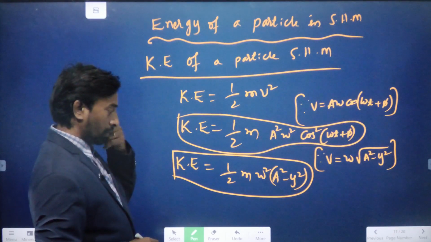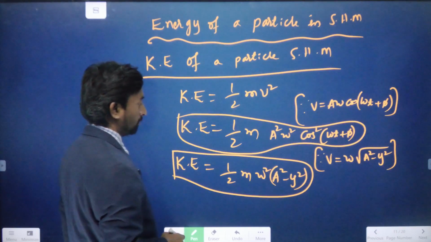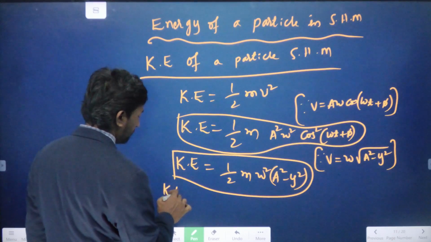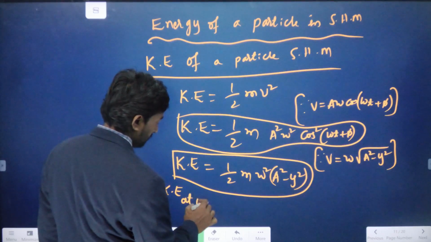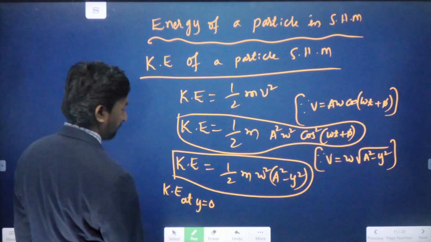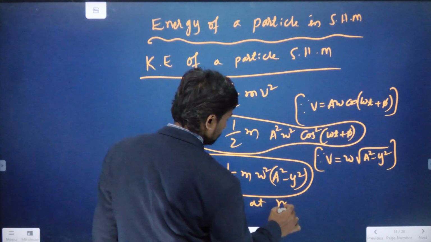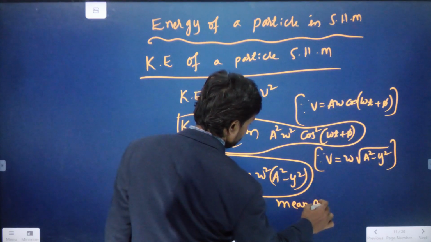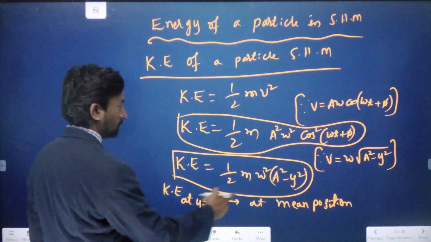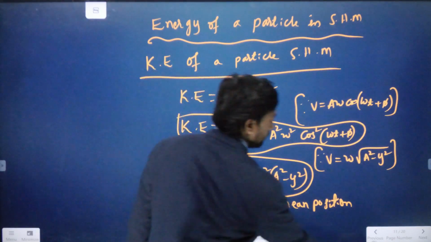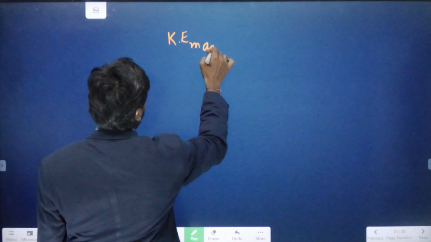Now we are going to write, suppose the displacement of the particle, the kinetic energy at y is equal to 0. Y is equal to 0 means the mean position. Kinetic energy at a mean position means y is equal to 0. If you substitute in the above equation, what value do we get? That is the maximum kinetic energy, K maximum.